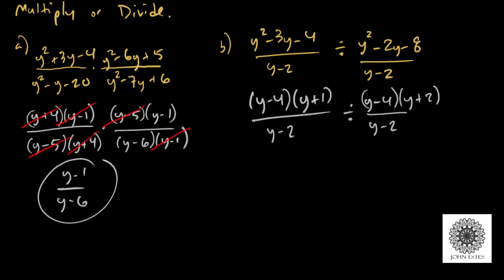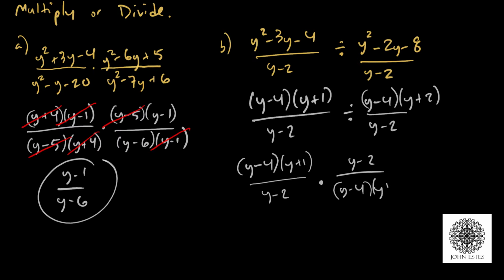Now what I need to do next is remember that dividing is the same as multiplying by the reciprocal. So I have a y minus 4 times a y plus 1 all over y minus 2, times the reciprocal of the second term, which is y minus 2 over y minus 4 times y plus 2. Now, since this is multiplication, this is one term, so I can cancel the y minus 4 and the y minus 2 from the numerator and the denominator. And I'm left with a y plus 1 all over a y plus 2.